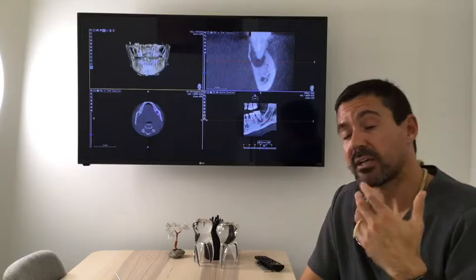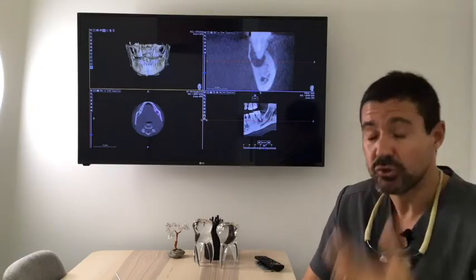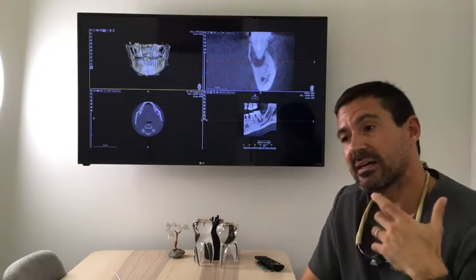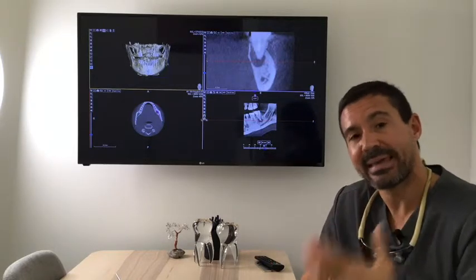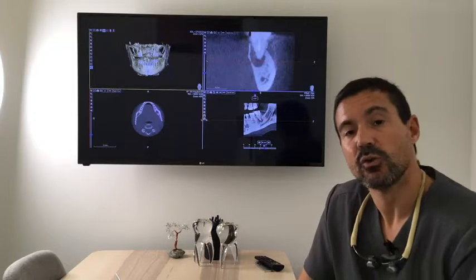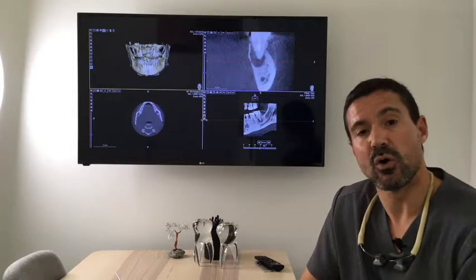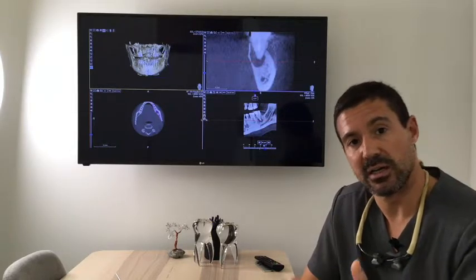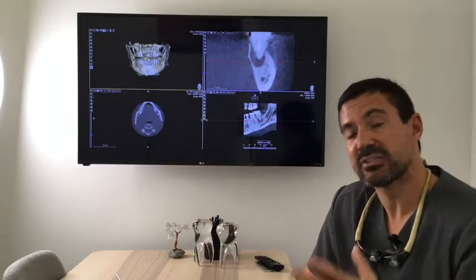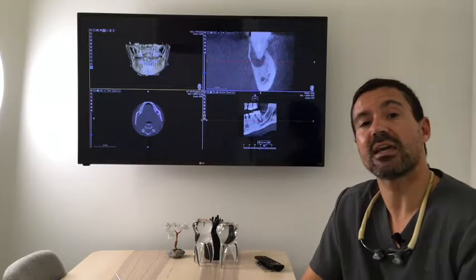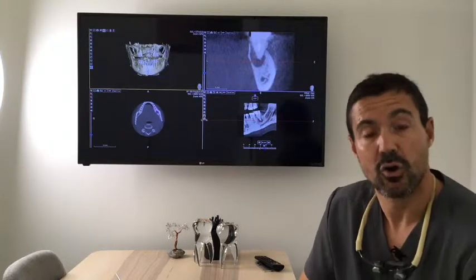So I recommend using CBCT also to see the presence of the lingual plate, to keep the integrity of the lingual plate throughout the removal of any wisdom tooth or lower molar, and also to see whether the cyst is draining into the bottom of the mouth or not.